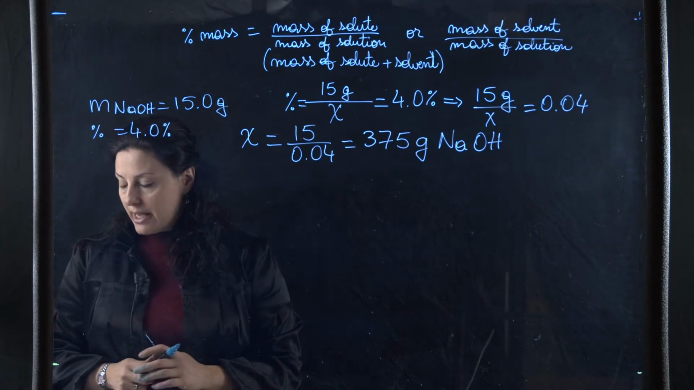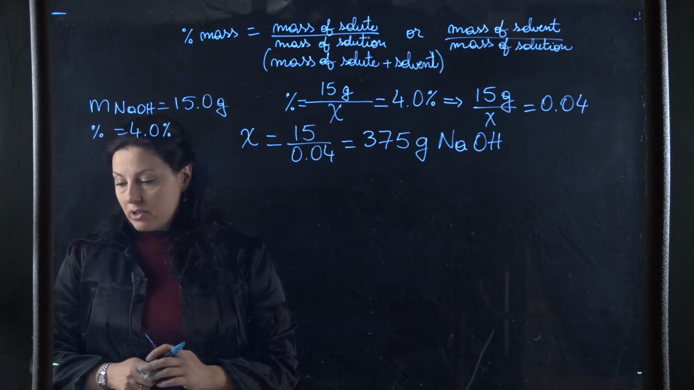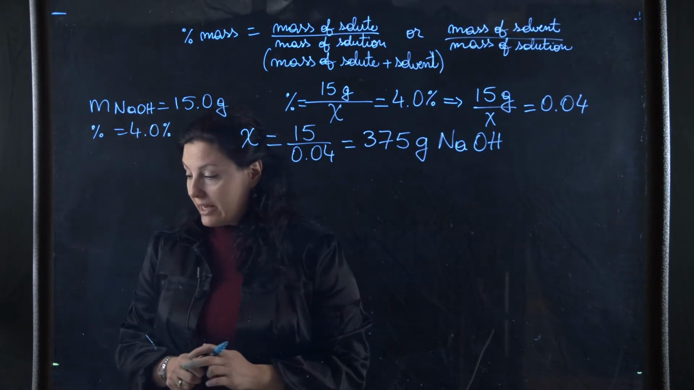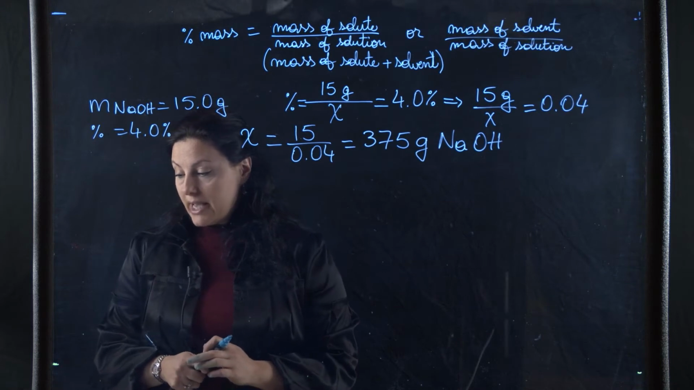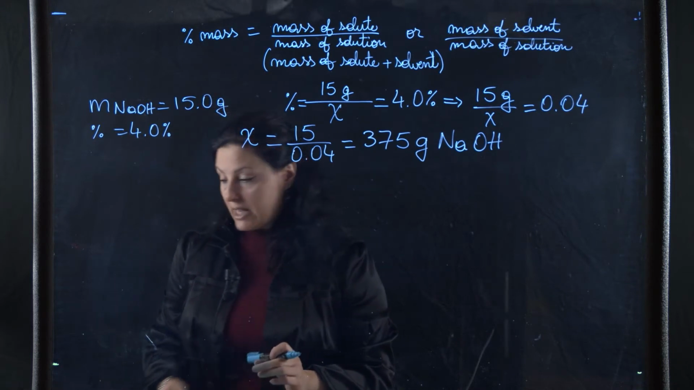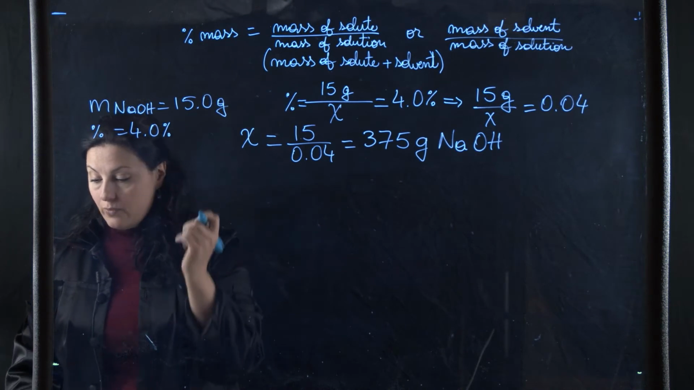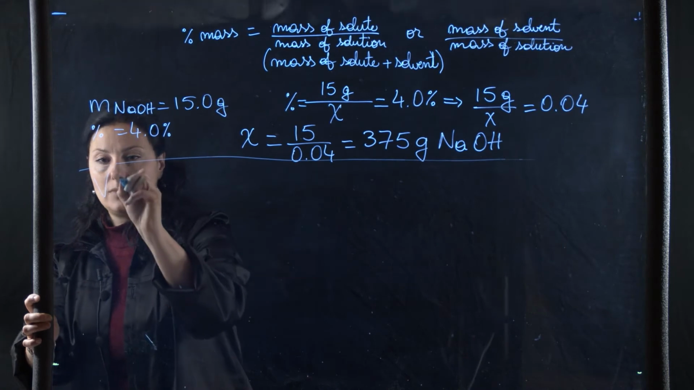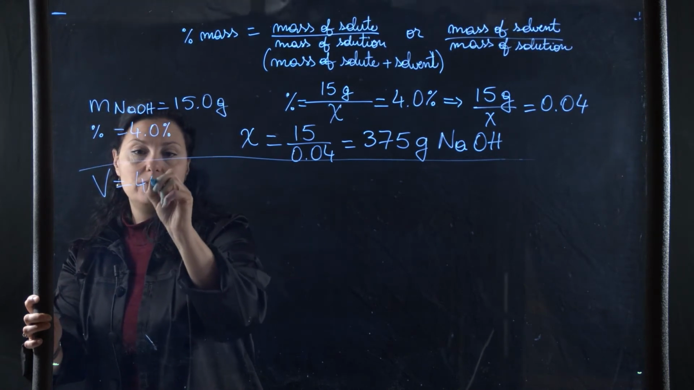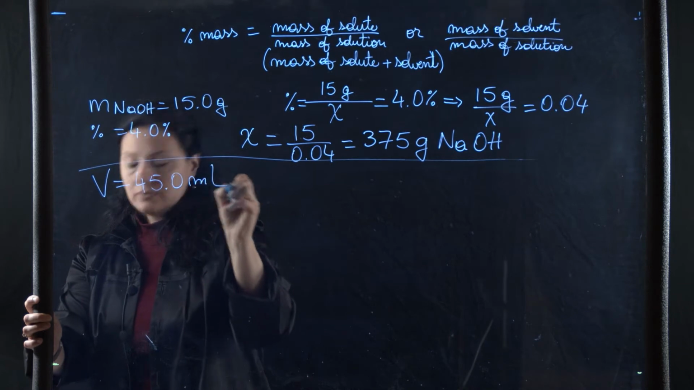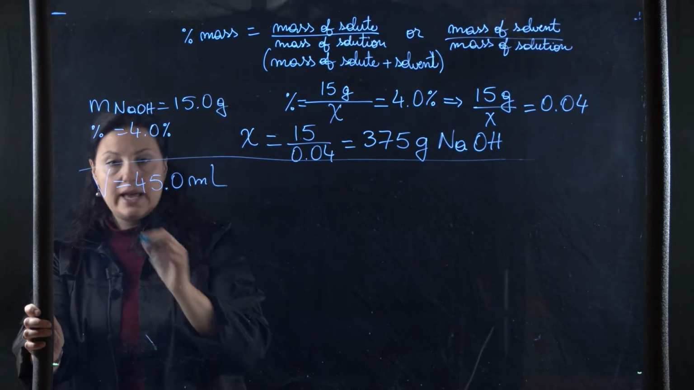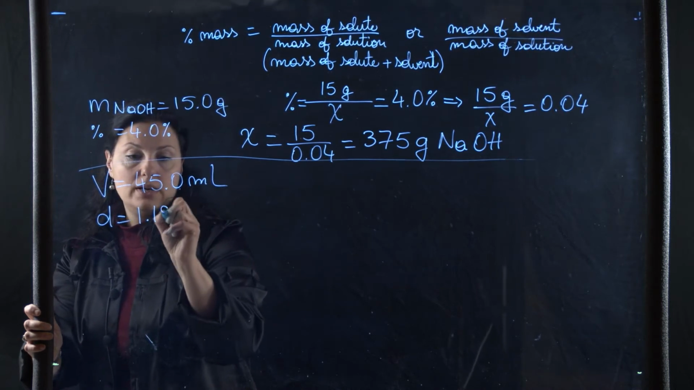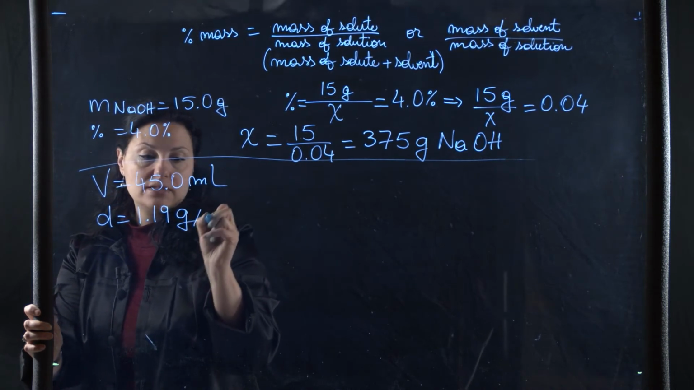What mass of HCl is contained in 45 milliliters of an aqueous HCl solution that has a density of 1.19 grams per centimeter cubed and contains 37.21% HCl by mass? So I have a volume of 45 milliliters, and it has a density of 1.19 grams per centimeter cubed.